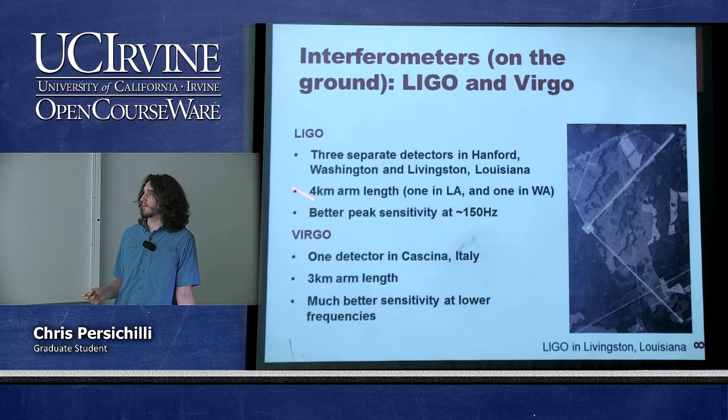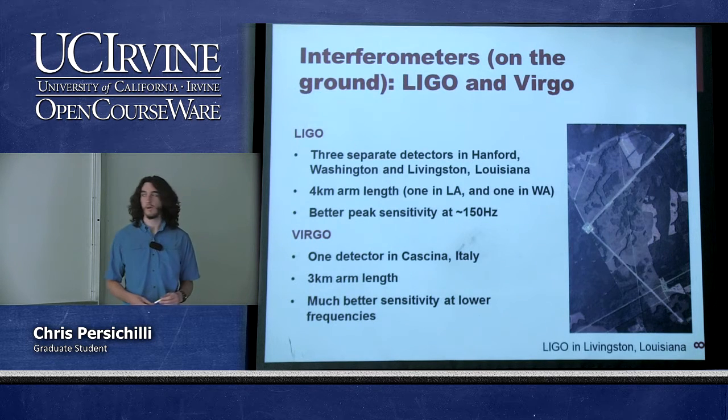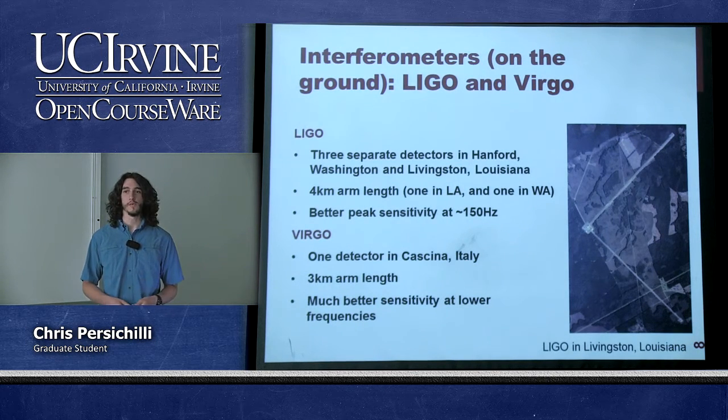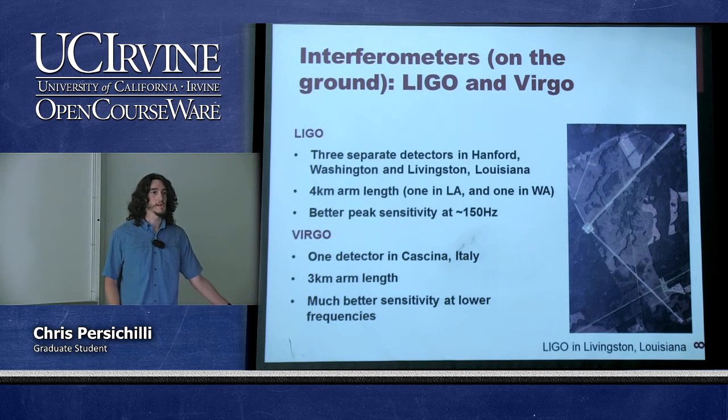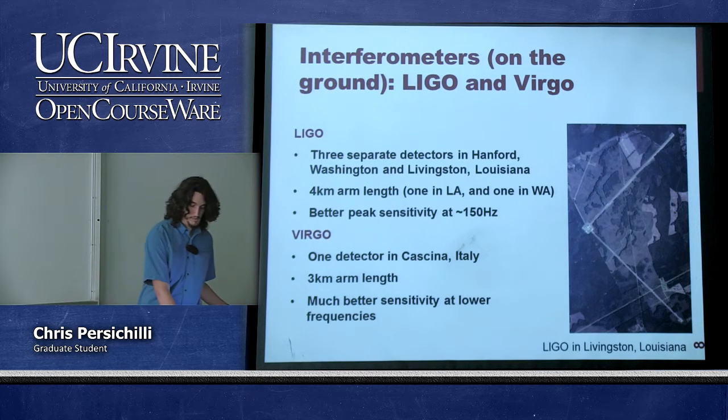And then LIGO, the initial LIGO experiment. I'll talk a little bit about advanced LIGO and advanced Virgo in a minute. But LIGO initially had the better peak sensitivity as opposed to Virgo, which is one detector located in Italy, slightly shorter arm length, not as good of a peak sensitivity, but they invested significantly in the isolation mechanism for their mirrors, which gives them much better damping against seismic activity. So they actually have a much better sensitivity in the low frequency range, below 40 hertz.